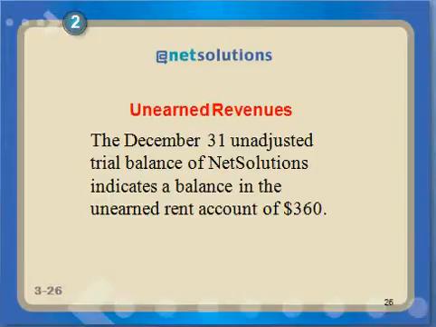The next thing we're going to look at is the unearned revenues, and we already talked about this one. This is where Net Solutions took in $360 on December the 1st, and we put it in an unearned rent account. It was for the months of December, January, and February. So it's $120 a month. So our journal entry would look like this.